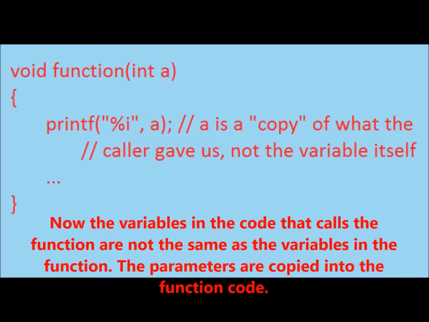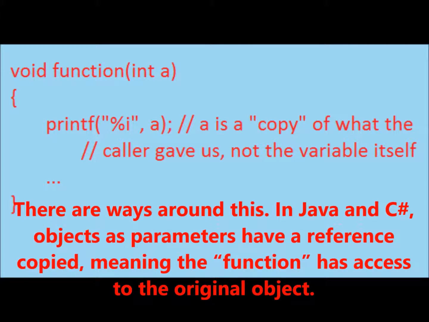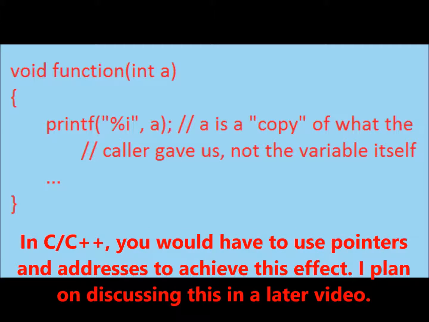Now, the variables in the code that calls the function are not the same as the variables in the function. The parameters are copied into the function code. There are ways around this. In Java and C#, objects as parameters have a reference copied, meaning the function has access to the original object. In C, C++, you would have access to pointers and addresses to achieve this effect. I plan on discussing this in a later video.